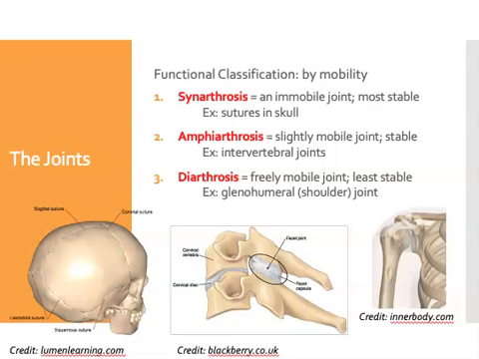And finally, we talk about diarthrosis. That's a freely movable joint. And that's a joint that is the least stable among the three categories. A good example would be the shoulder joint, as shown in this image. The shoulder joint has a lot of movement associated with it. It is considered the diarthrosis type. It's wonderful that there is so much motion in the shoulder joint, but of course that means that the shoulder joint is more vulnerable to injury. It is the least stable category of movement.